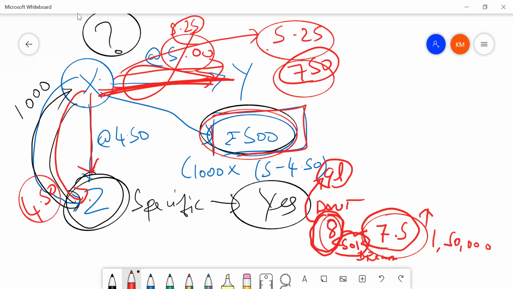Sir, actually I got 1250 by taking 5.25 minus 5 rupees, which is 1.25 into 1000 bottles. Sorry, 5.25 minus 5 rupees, so you get 0.25. Oh, sorry, it's my calculation mistake. Okay, I think that's sorted.